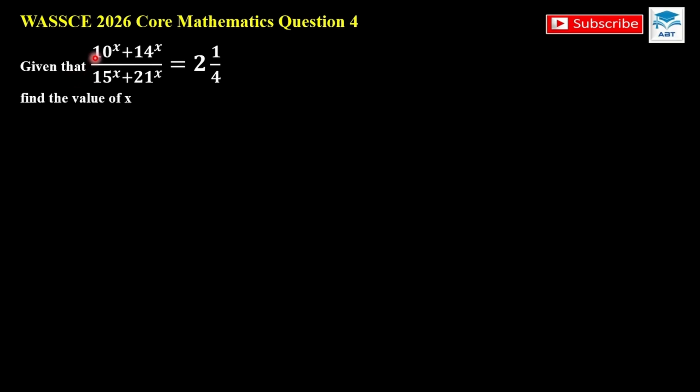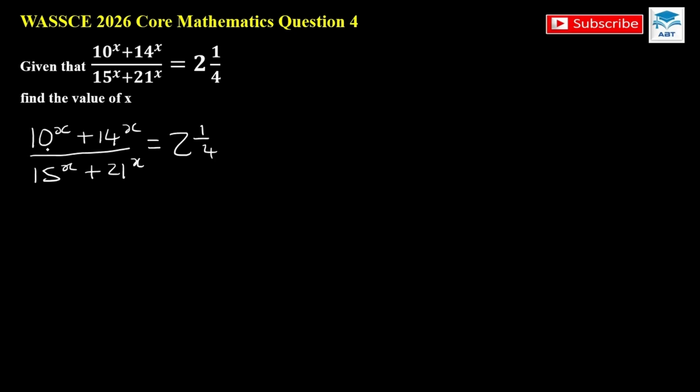Given that 10^x + 14^x divided by 15^x + 21^x is equal to 2 1/4, find the value of x. So we have 10^x + 14^x divided by 15^x + 21^x is equal to 2 1/4.